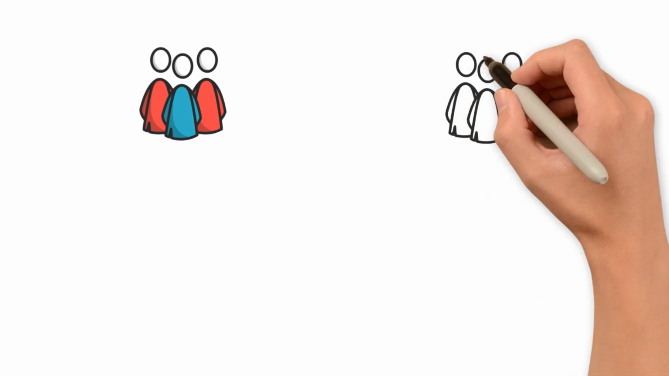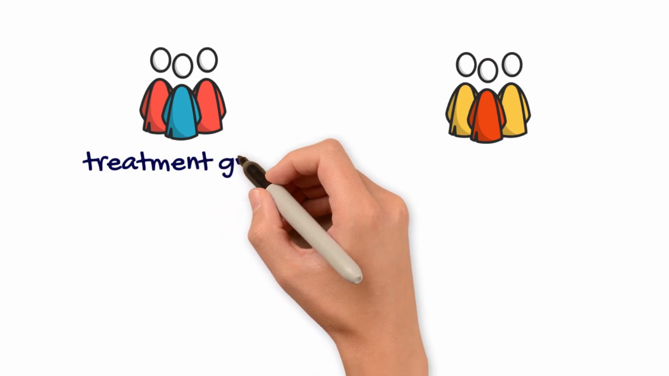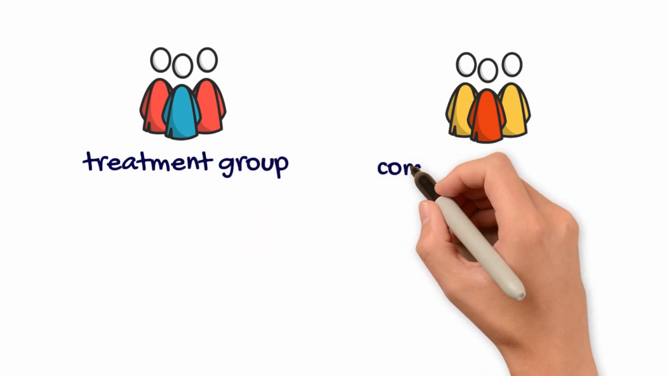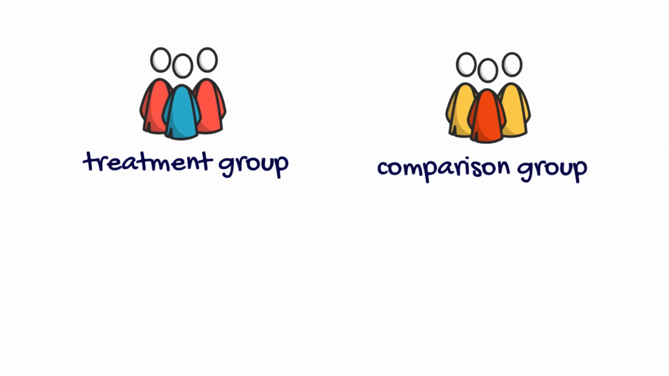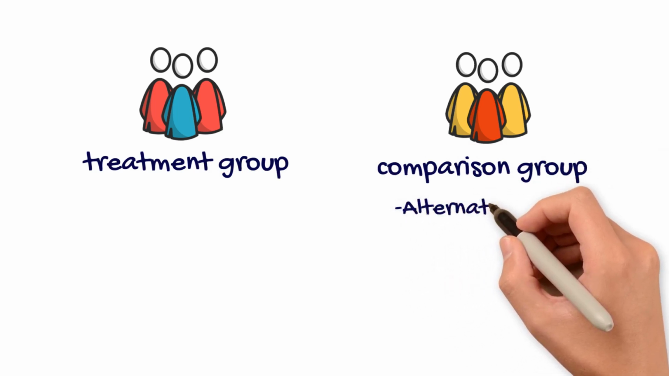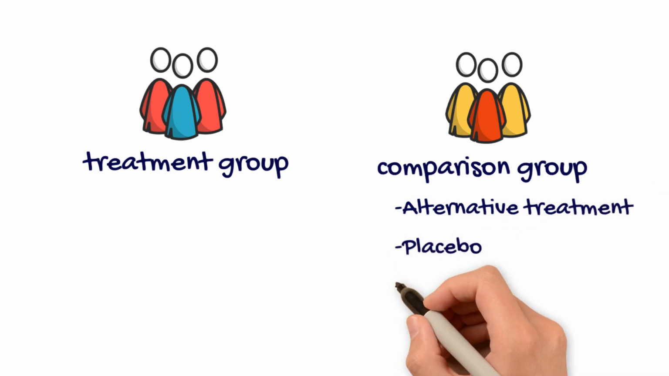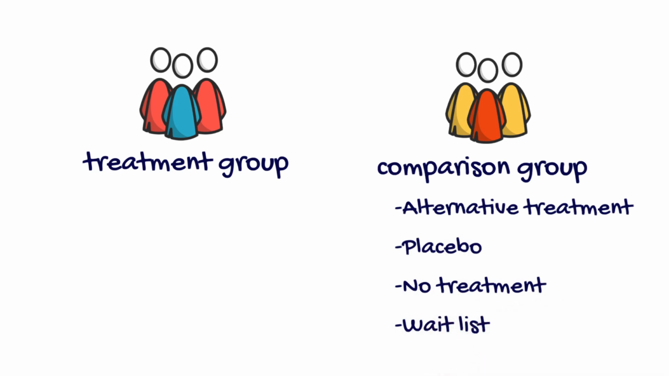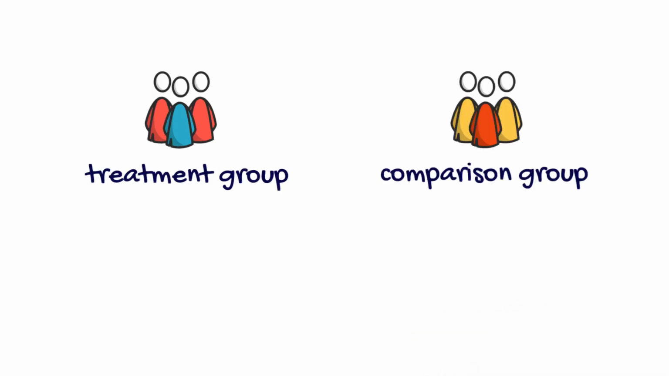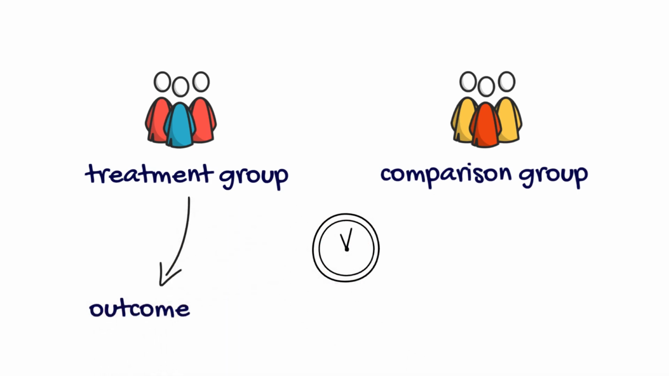In an RCT, participants are randomly assigned to two or more groups, a treatment group and one or more comparison groups. The treatment group receives the treatment, and the comparison group usually receives an alternative treatment, such as usual care, a placebo treatment, no treatment, or they may be placed on a waiting list. The effect of the treatment is then measured after the treatment is provided, and sometimes over a period of time following the treatment.